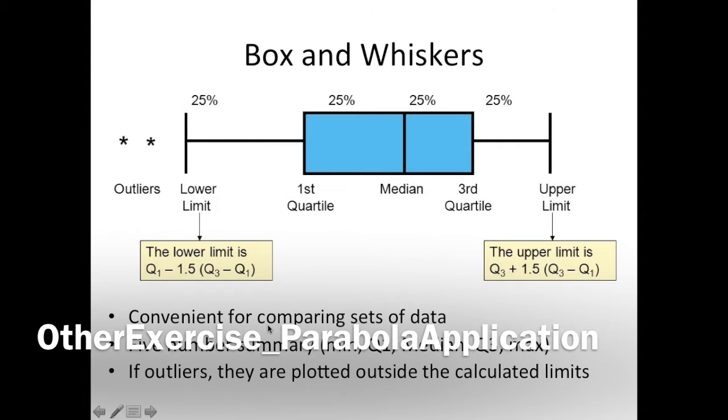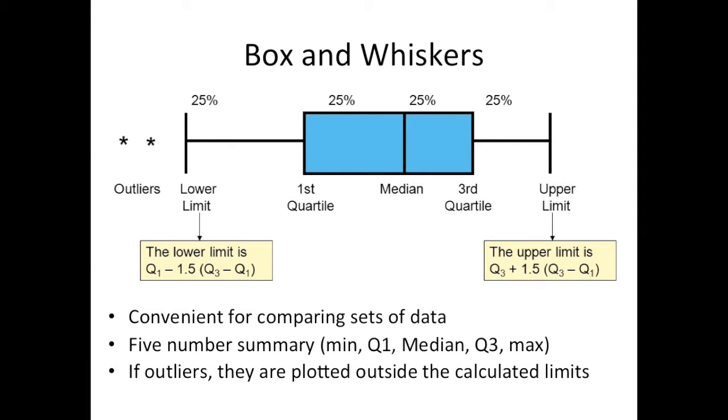Now, let's remember the box and whiskers. Box and whiskers, guys, are convenient for comparing sets of data. Let's remember this. In order for us to make a box and whiskers, we need a 5-number summary. We need the minimum value, we need Q1, we need the median, we need Q3, and we need the maximum value. Now, if there's any outliers, guys, they need to be plotted outside of the calculated limits.